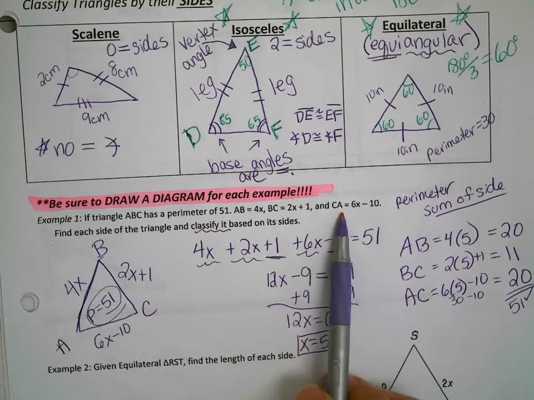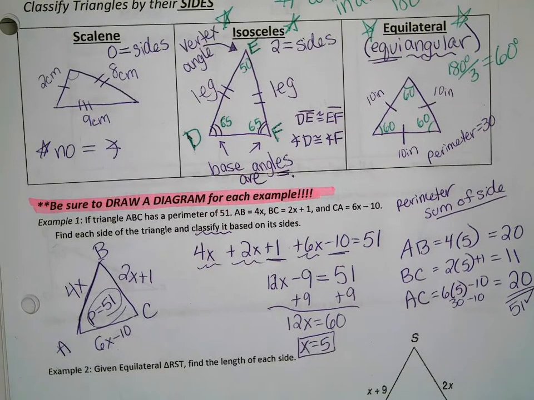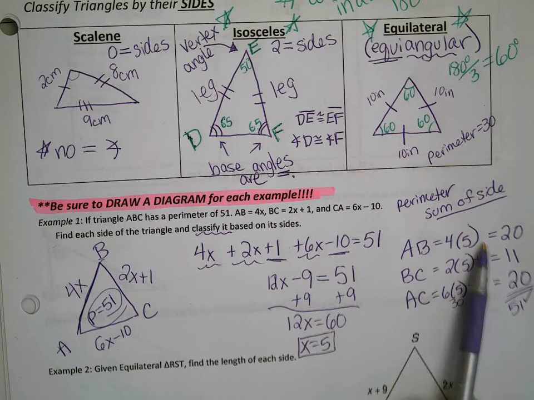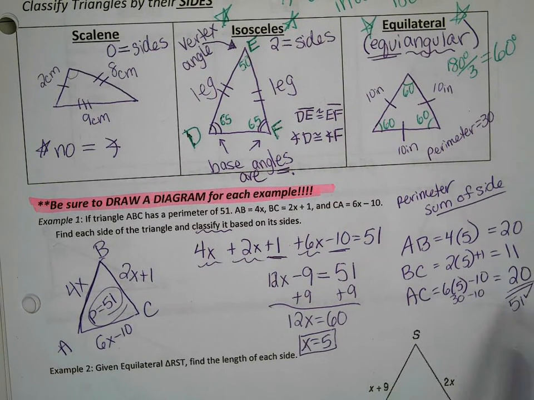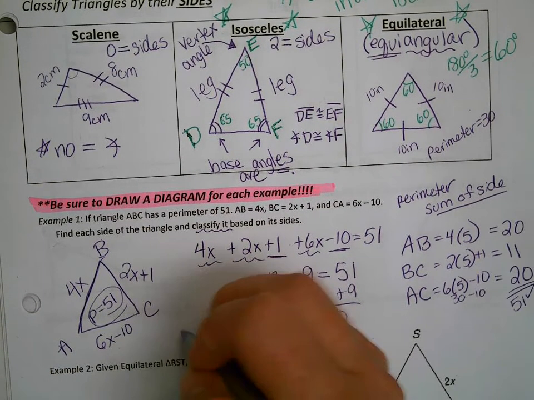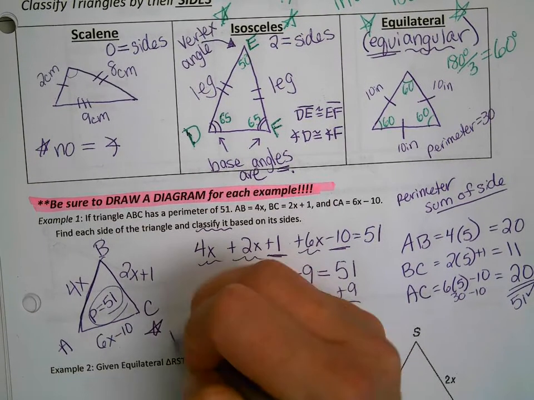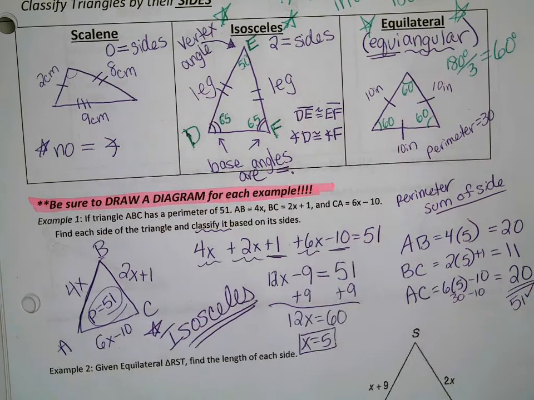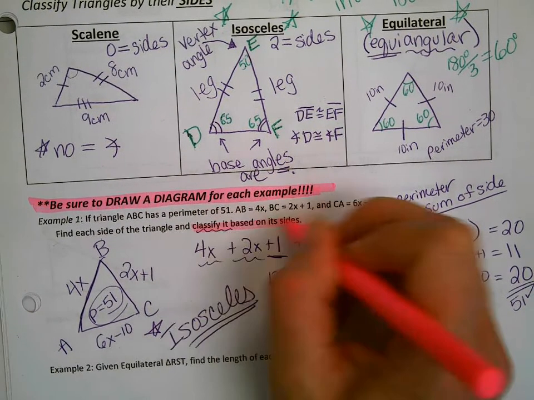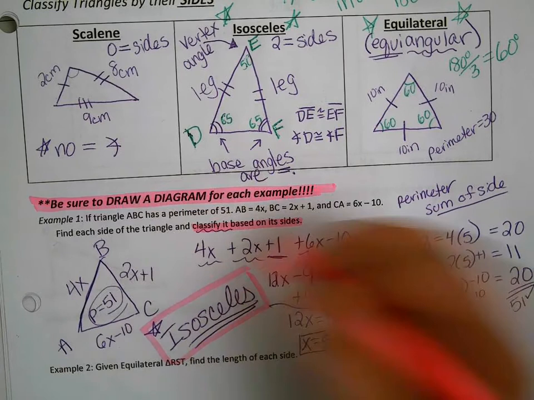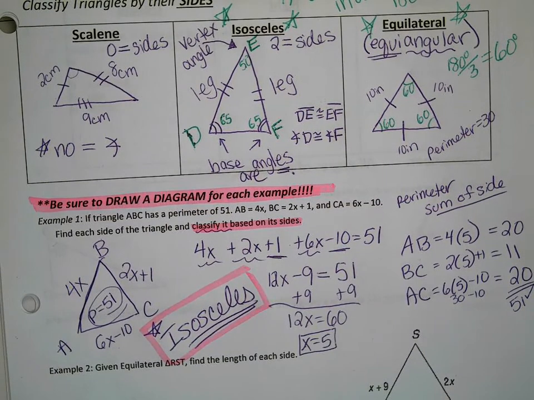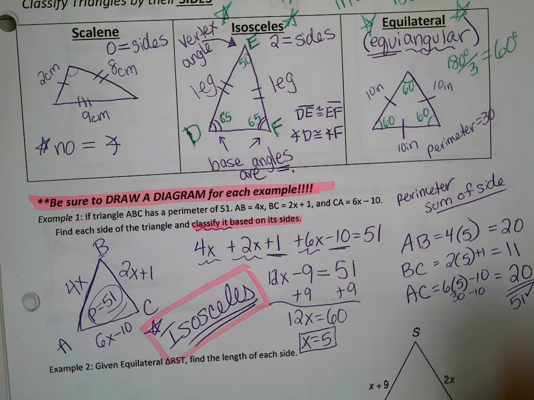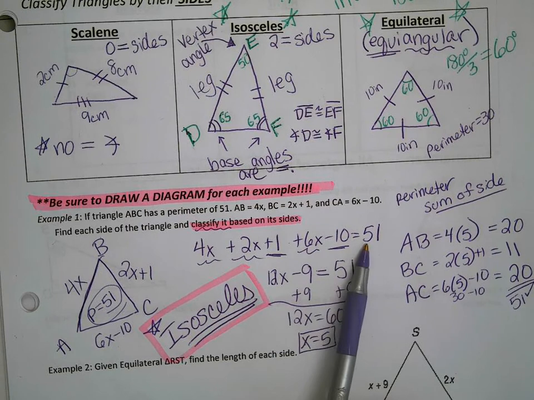But now, looking at those 3 measures, they were 3 different expressions. So some of you would have assumed, oh, it's scalene, they're all different. But when we sub that x back in, we find that 2 of them are the same. So after subbing back in, we can confidently say that this triangle is isosceles, okay? So to classify it based on its sides, that triangle would be isosceles. So again, perimeter is the sum of the sides. We made a whole equation equal to 51.